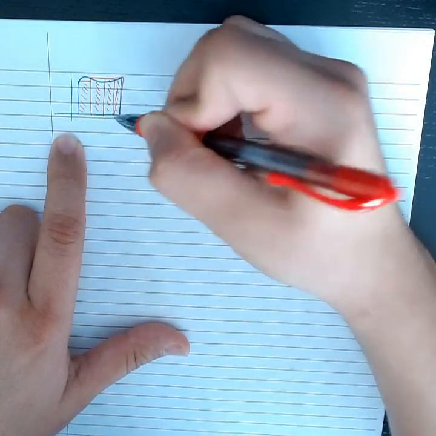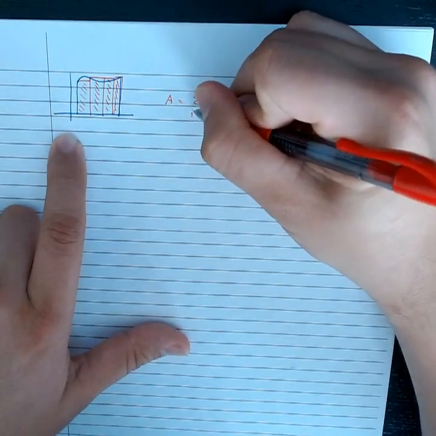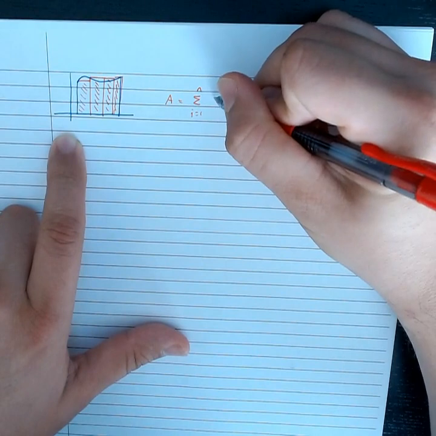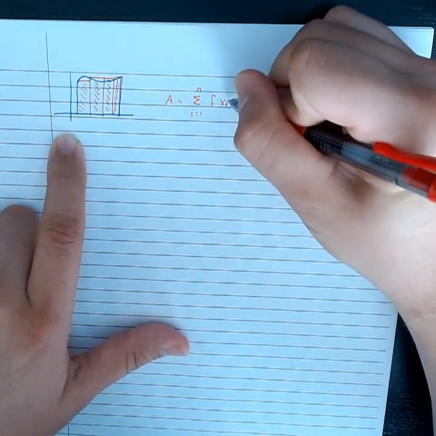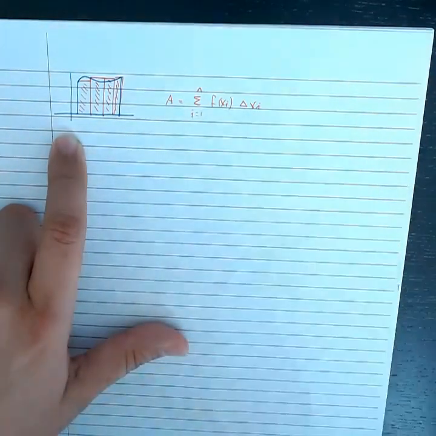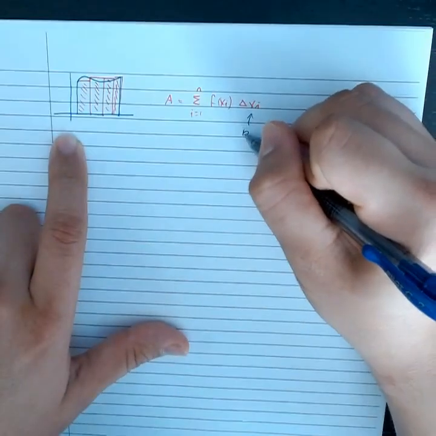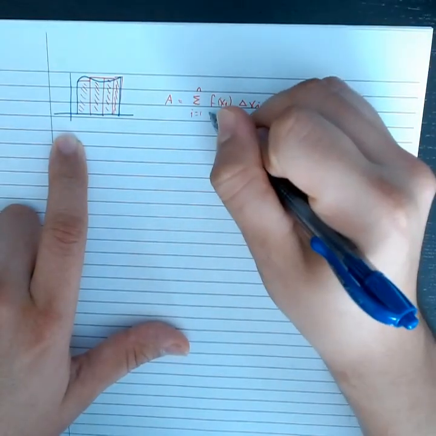So here we say the area underneath this curve is given by approximately the sum of the areas of these rectangles. And we see that as the sum as i goes from 1 up to n of f of x sub i, delta x sub i. Where here you're just saying, okay, there's the base of my rectangle, and there's the height of my rectangle.